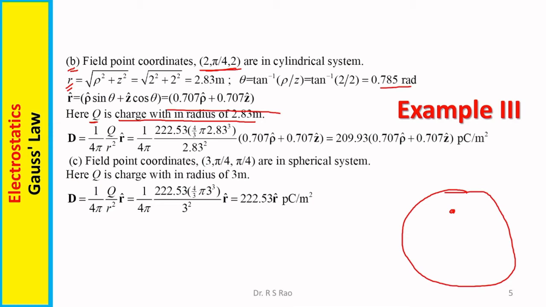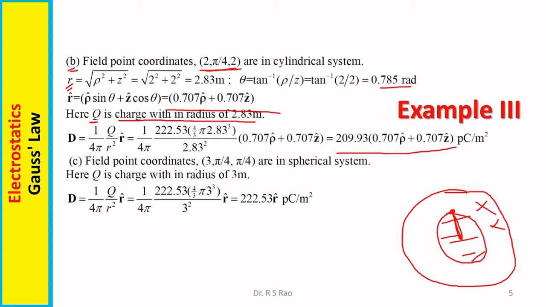Now the density D is contributed only by the charge that is lying within a sphere whose radius is equal to the distance from the center to the field point. In the present case, it is 2.83. Only this charge contributes. Other charge doesn't contribute. So D is 1 by 4 pi, Q by R square, R cap. Substitution and all that results in this kind of expression.